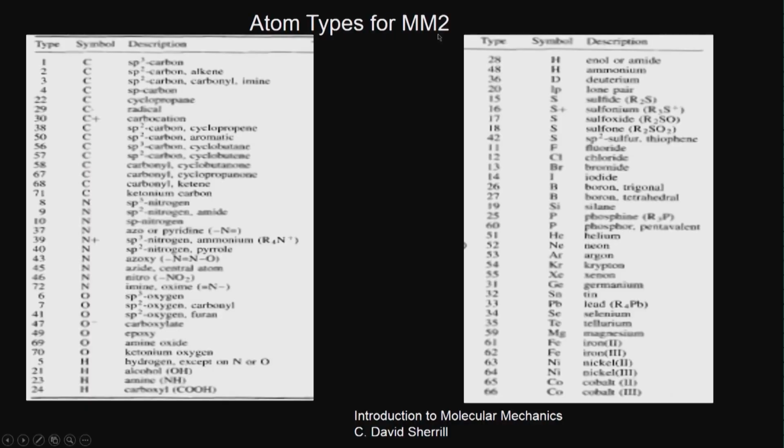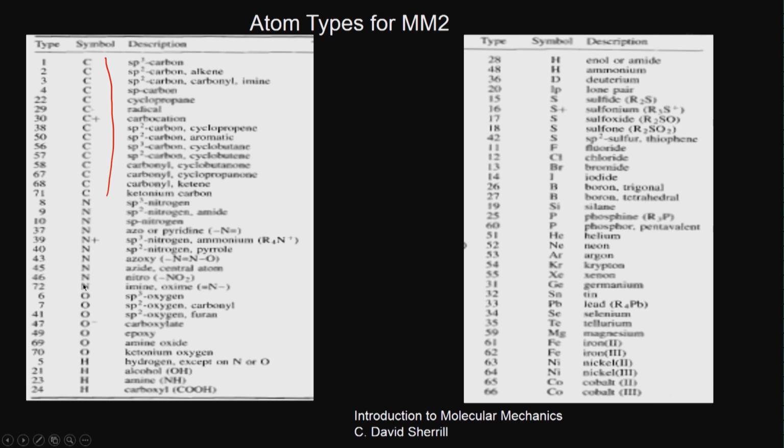So for example, let us take MM2 and look at the different types of carbons MM2 has: sp3 carbon, sp2 carbon in alkene, sp2 carbon in carbonyl or imine, sp carbon, cyclopropane carbon, radical carbon, carbocation, sp2 carbon in cyclopropene, sp2 carbon in aromatic, sp3 carbon in cyclobutane. So each of these carbons differs, so you may have different force constants, you may have different R0 values.